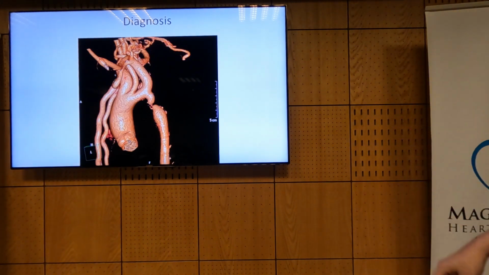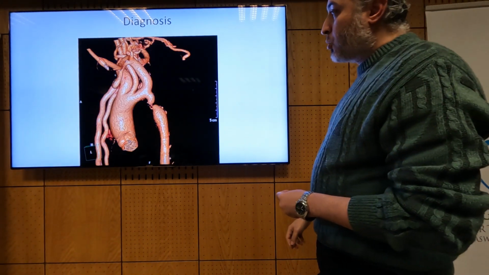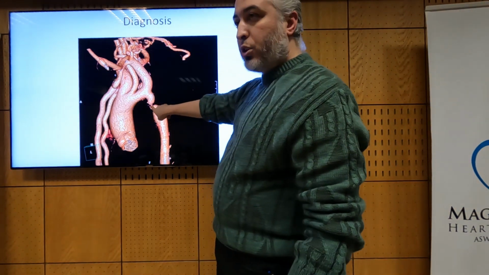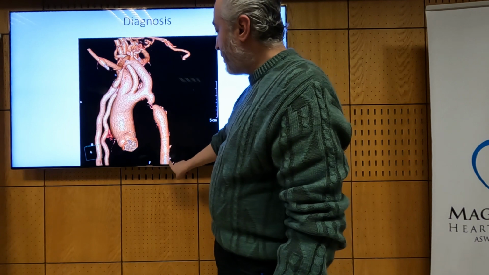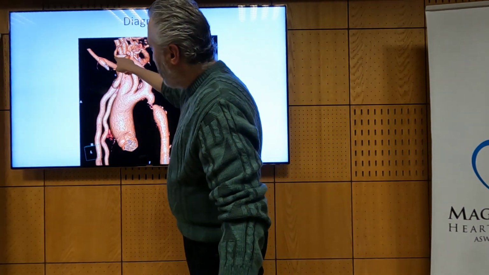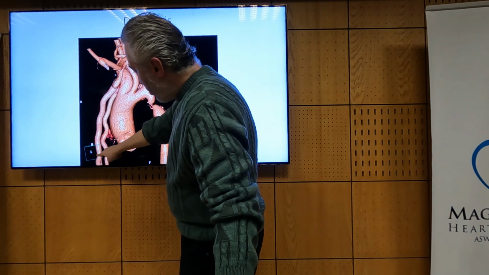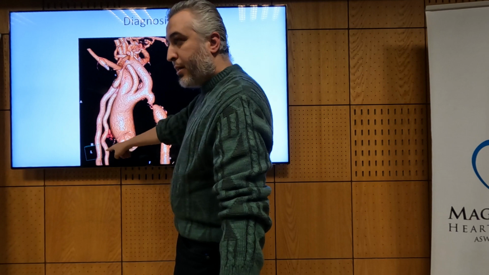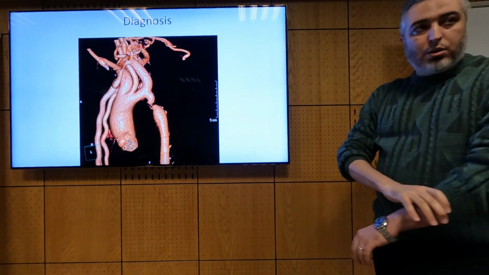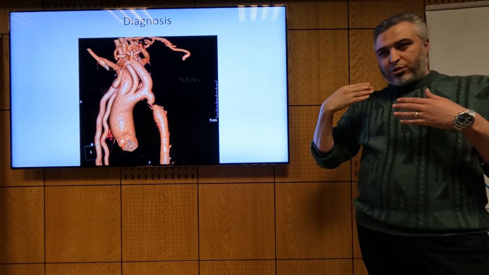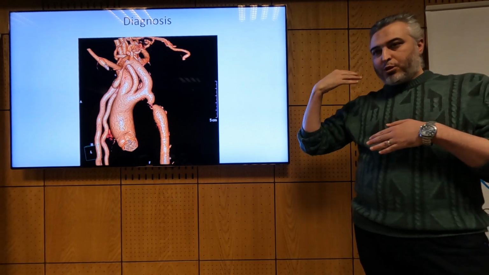Here you can see a 3D reconstruction of a CT showing the ascending aorta, arch, and a very, very tight coarctation, nearly an interruption, before giving the descending aorta. And then you can see the very dilated branches. Have a look at the internal mammary artery. These should be quite tiny. These are as big as the subclavian arteries. So these act as collateral flow from the upper part to the lower part of the body.